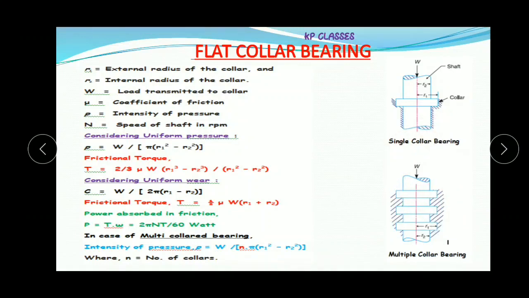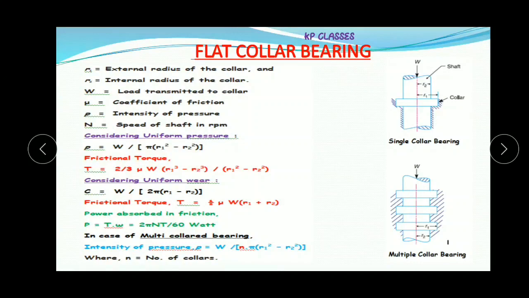Outside diameter of the collar is d1 and inside diameter of the collar is d2. Similarly, r1 equal to external radius of the collar and r2 equal to internal radius of the collar. W equal to load transmitted to the collar, mu equal to coefficient of friction, p equal to intensity of pressure, and N is the speed of the shaft in RPM. Considering uniform pressure, p equal to load by area.